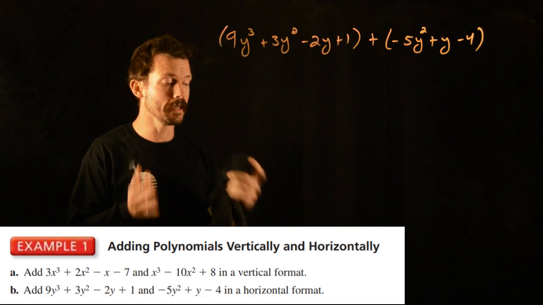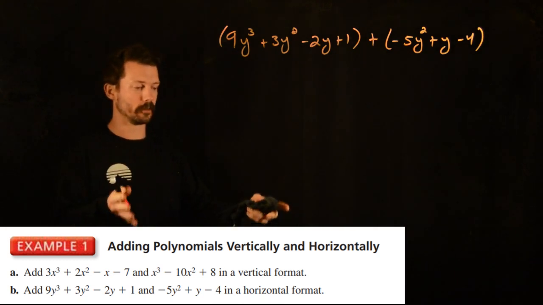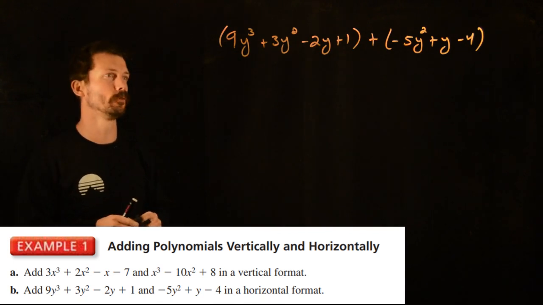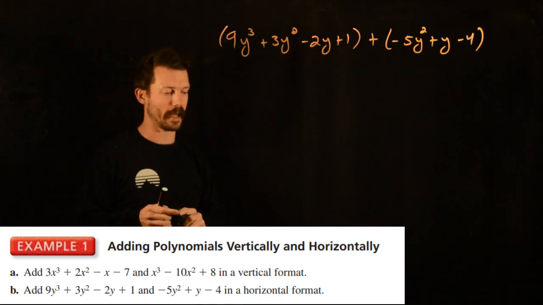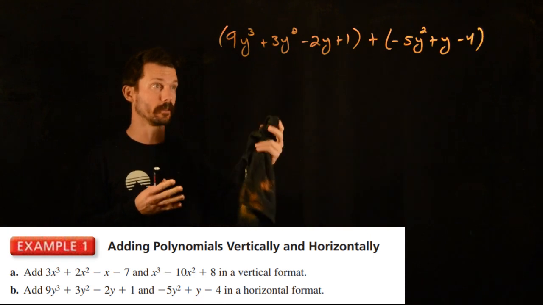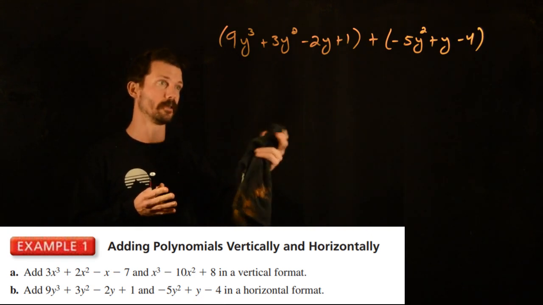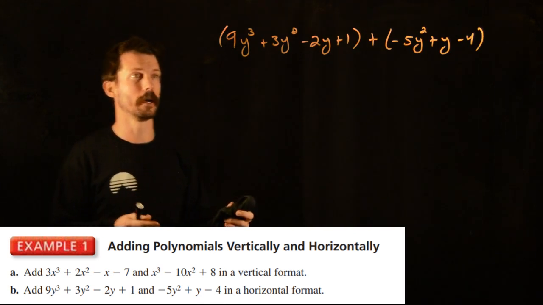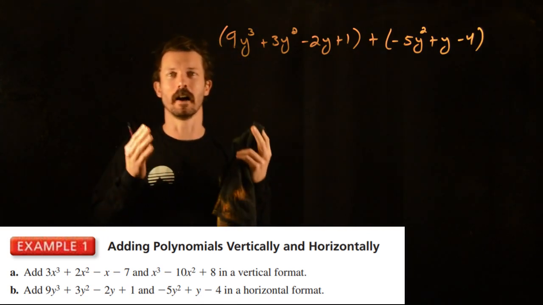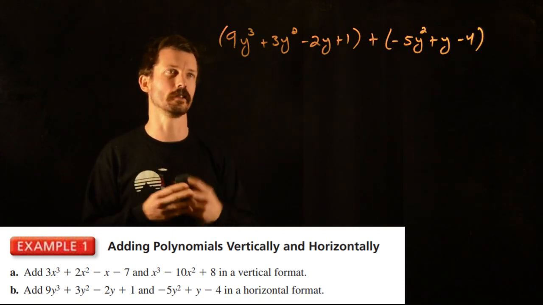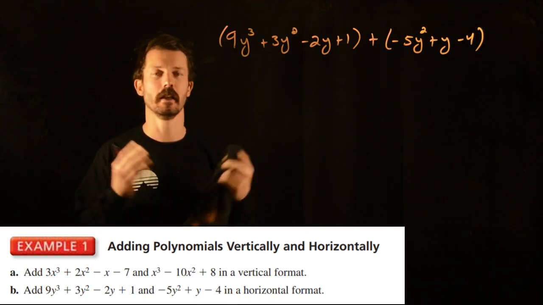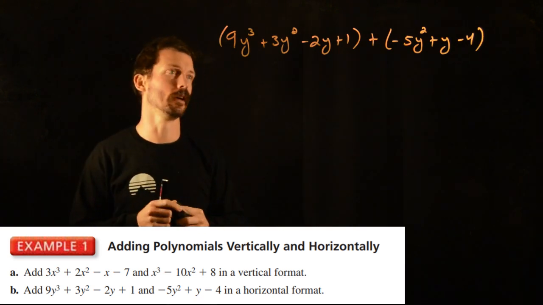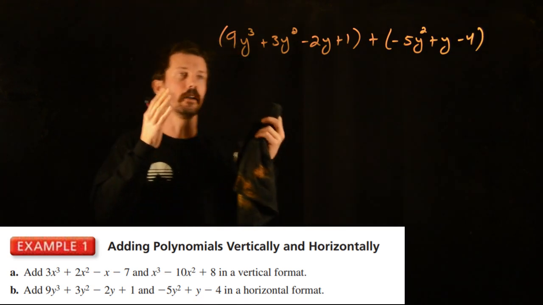So in the example here, you can see down here where it says you're going to add 9y cubed plus 3y squared minus 2y plus 1, and you're going to basically add it to negative 5y squared plus y minus 4. We're going to use the horizontal format, but again, in this section, it does not matter to me. Ask your teacher if it matters what format they want you to do it in. All I'm concerned with is you being able to add these two expressions together. So I wrote it down like this.